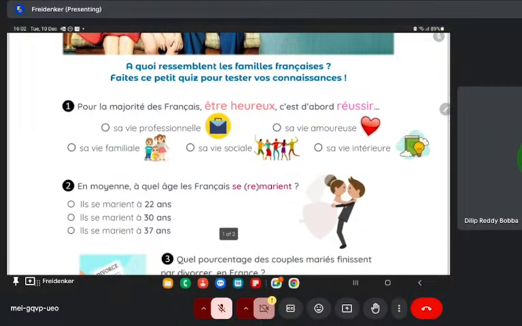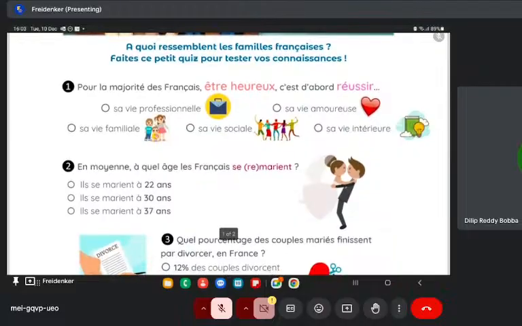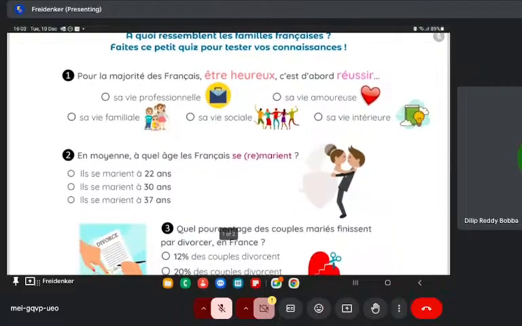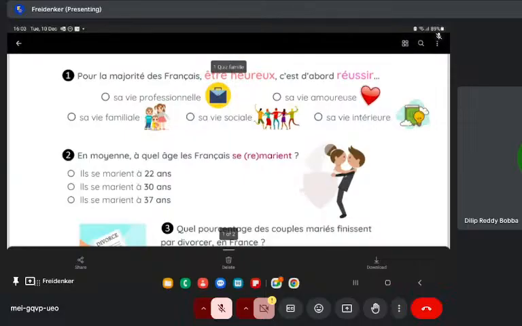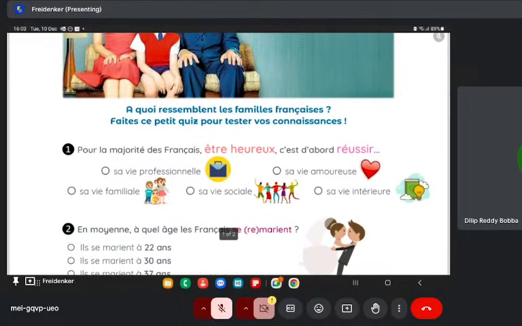For the majority of Frenchmen, being happy, être heureux, it's firstly, réussir is to win, so to be successful. So to be successful in what? Their professional life, their love life, their family life, social life, their interior life. Maybe intellectual. I don't know. There's no one right answer, so you can choose whatever.